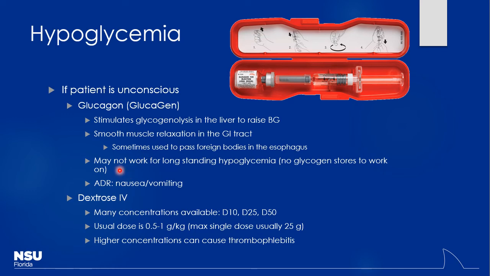By trying to loosen up that esophageal muscle, they can try to get it to pass, and once it's in the stomach, then you don't have to worry about it so much. Then it can just pass on its own throughout the rest of the GI tract. So sometimes you'll see that for foreign body ingestions. We'll use it for that.